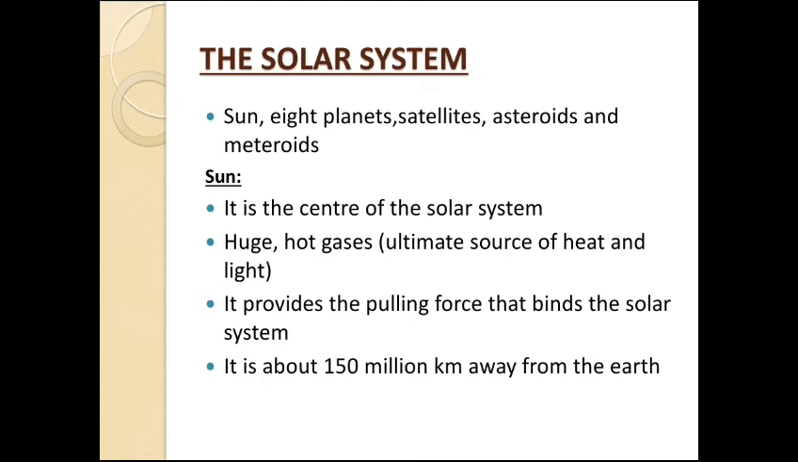And the sun is very far from our earth. It is about 150 million kilometers away from the earth. That is the reason why we are not able to experience the original heat of the sun. So the earth is in a condition favoring life. It is neither too cold nor too hot.